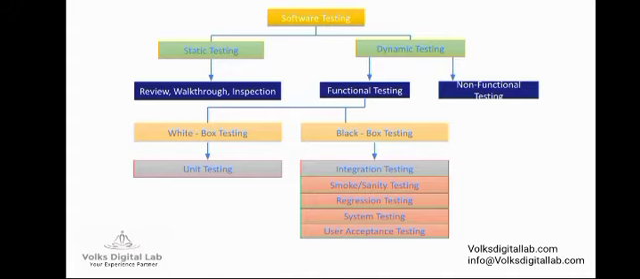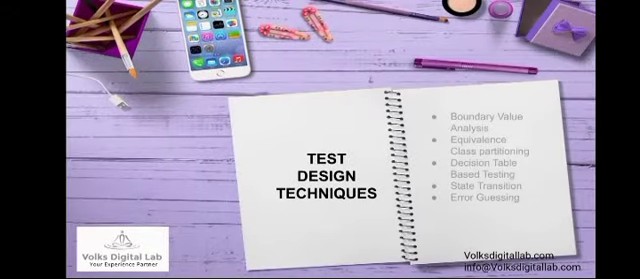Then we have unit testing and integration testing. Unit testing is done by the developers, where they check the program functionalities. Black box testing has another part, integration testing, which has many types like smoke or sanity testing, regression testing, system testing, and user acceptance testing. These are the major test techniques to deal with the bugs.